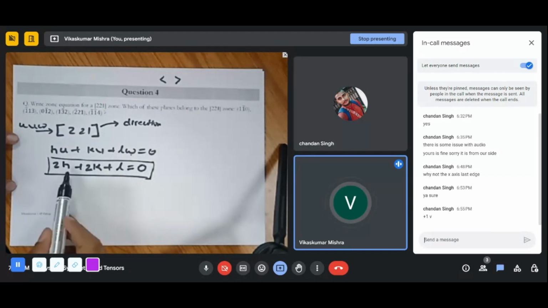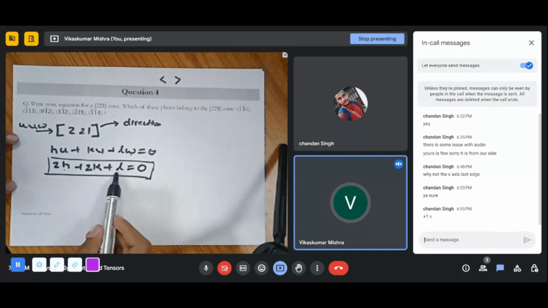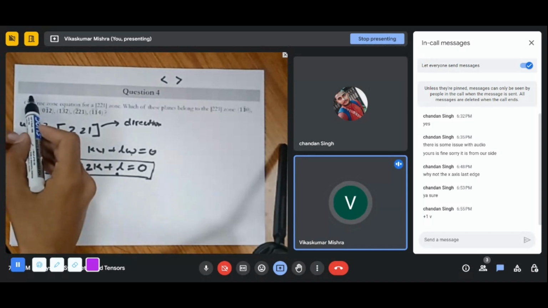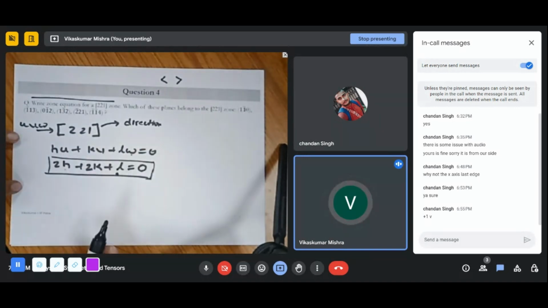So all those planes HKL which satisfy this particular equation, we can say that those will undergo diffraction. We are not going into the depth of this diffraction part with respect to the zone axis since it was not covered in the syllabus yet. Okay, so the first part has been covered, that is, we had to write the zone equation.